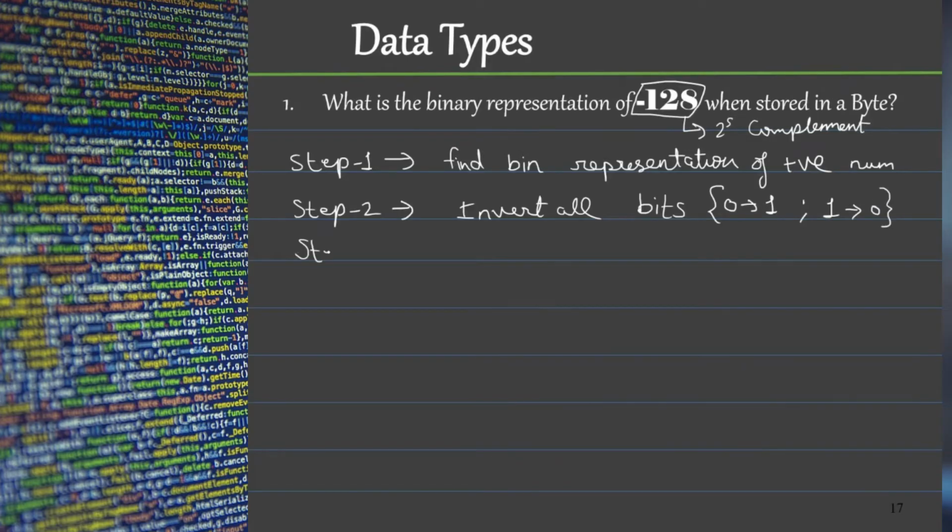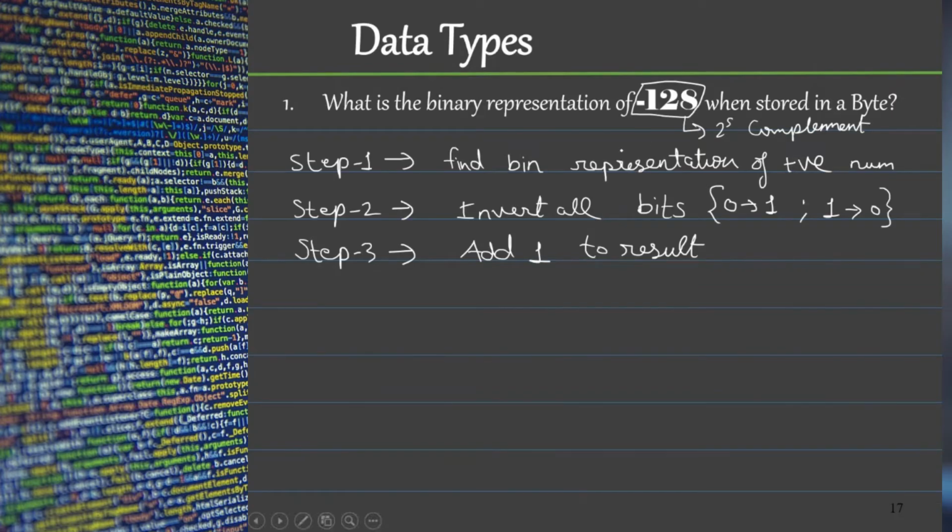Then what is step 3? If I'm recalling it correctly, add 1 to the result. Add 1 to the result. So this is a 3-step process for computing the 2s complement of any negative number.